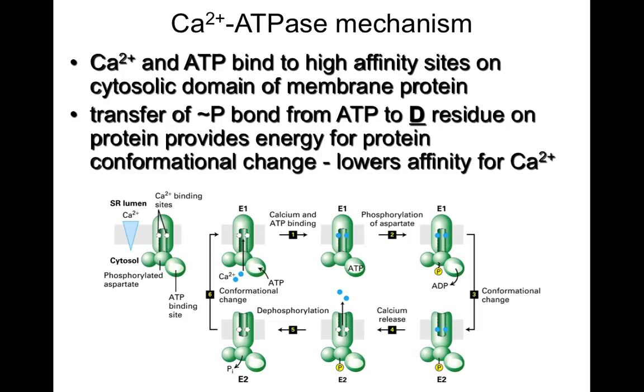So, calcium binds to the pump, ATP binds to another part of the pump, and a phosphate is transferred from ATP to an aspartic acid residue, causing a shape change. This shape change allows the release of calcium, followed by the loss of that phosphate group off of the aspartic residue, and you go back to the original conformation. That's the takeaway I want you to get from this.